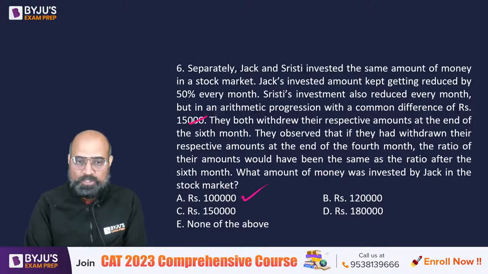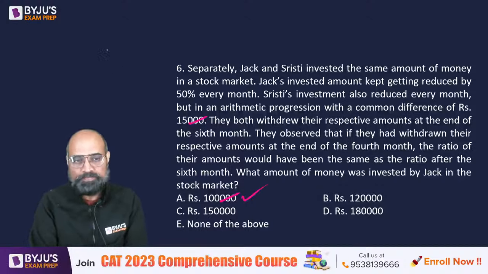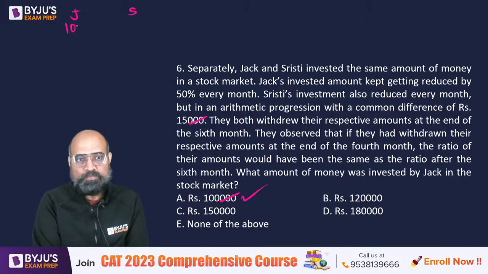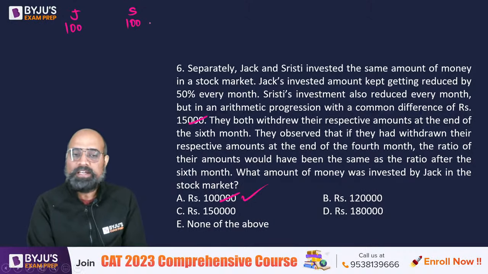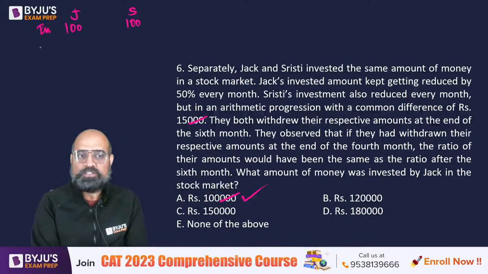So right now I'm going to ignore the 3 zeros to make the calculation easier, the expressions smaller. So suppose Jack and Srishti both had put in 100 rupees, right? Jack's amount keeps getting halved. So this is initial. What happens in the first year? 50 rupees. What happens in the second year? 25 rupees.